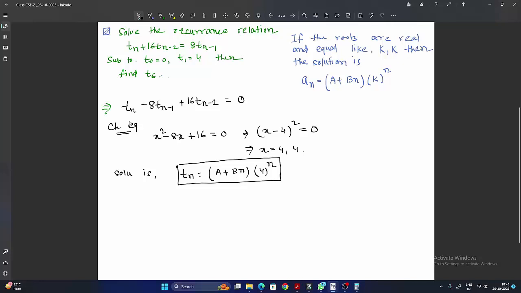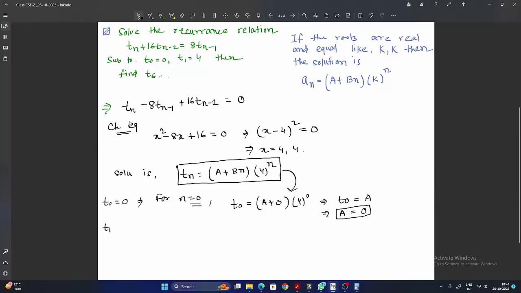No, sir. Okay, then from t0 is equal to 0, what will you get? Just put n is equal to 0 here. From that equation, t0 is equal to a plus b into 0, that means 0, and 4 to the power 0 will be 1. So you will get t0 is equal to a, or a is equal to 0, na? That is the value of a.